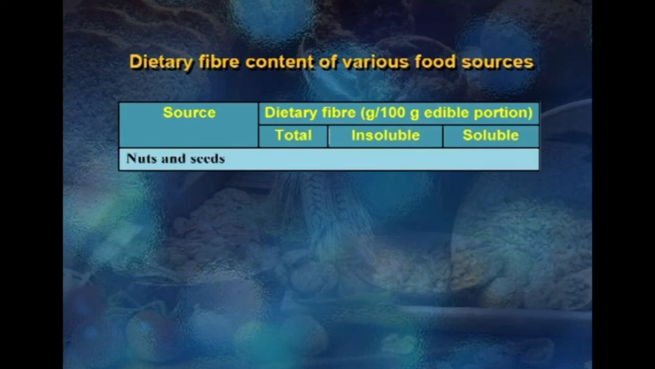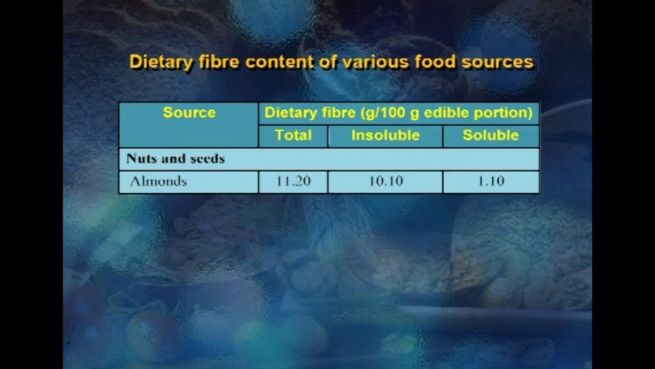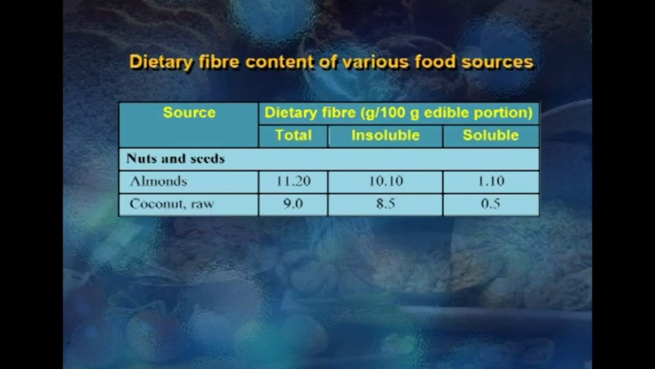They are again good sources of dietary fiber. Almonds, every 100 grams of almonds has got 11.2 grams of dietary fiber, with 10.1 as insoluble dietary fiber and 1.1 gram soluble dietary fiber. The raw coconut also serves as a very good source of dietary fiber with 9 grams for every 100 grams of edible portion, out of which 8.5 is insoluble and 0.5 is soluble fiber.